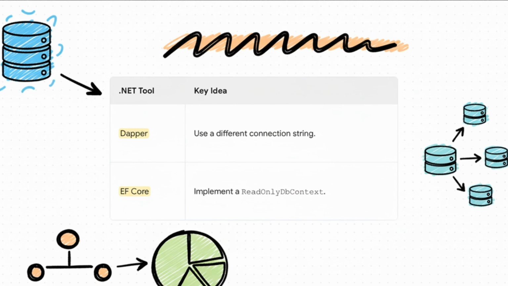Okay, this all sounds cool in theory, but how do you actually do this in .NET? It's actually a lot more straightforward than you might think. The big idea is just to point your database operations to the right place. So with something like Dapper, you might just use a different connection string for your read queries. With EF Core, a really common pattern is to set up a totally separate read-only database context that points to your replica. Simple, right? Writes go one way, reads go another.